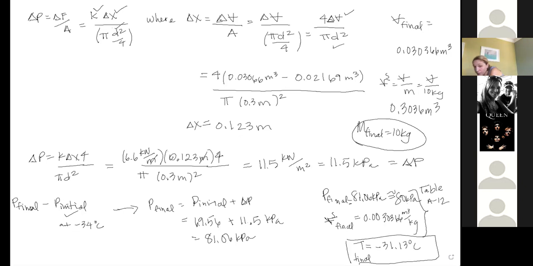And the 100 grams becomes the initial total. Yes, so our M initial is 100 grams, because you still need it for your initial specific volume. It's just your final specific volume that changes.